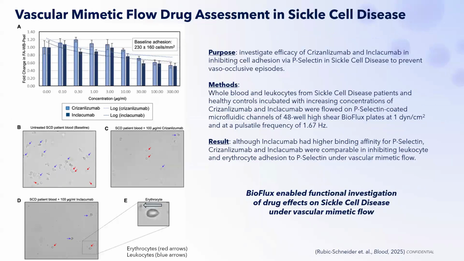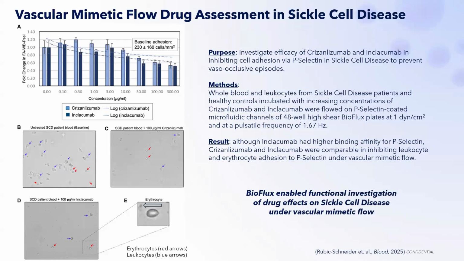In the final study, researchers used the bioflux to compare two P-selectin targeting therapies, crizanlizumab and inclacumab, for preventing vaso-occlusive episodes in sickle cell disease. Whole blood from sickle cell disease patients and healthy controls was flowed over P-selectin-coated microfluidic channels in 48 well bioflux plates at 1 dyne per centimeter square, using a 1.67 Hz pulsatile flow frequency to mimic venous flow during these vaso-occlusive events.